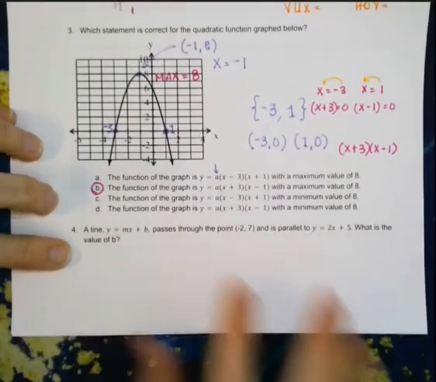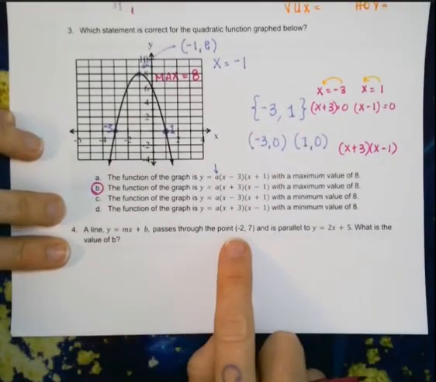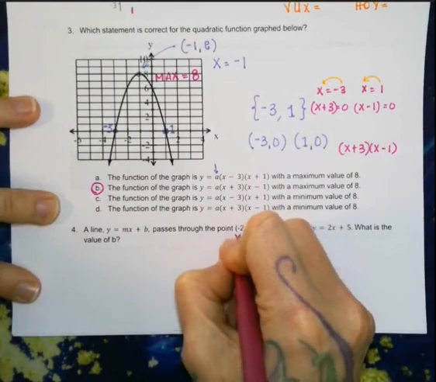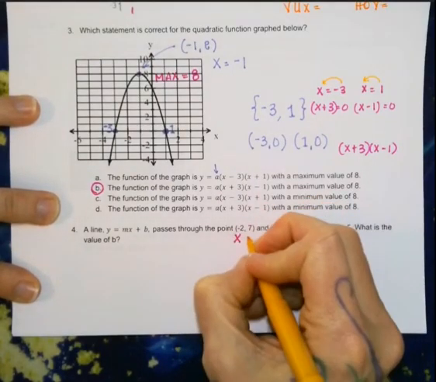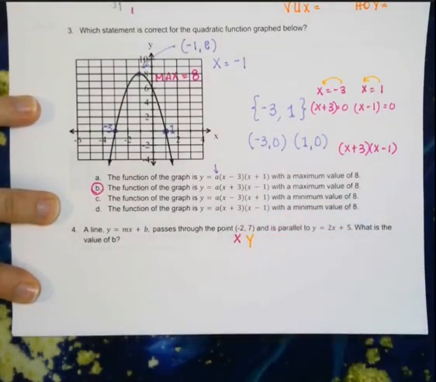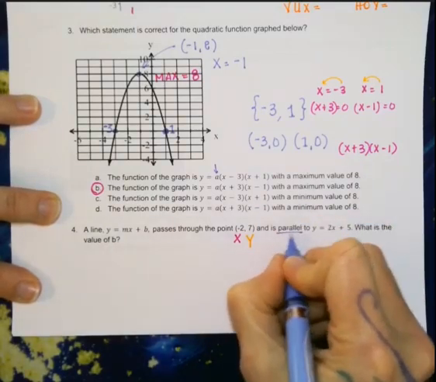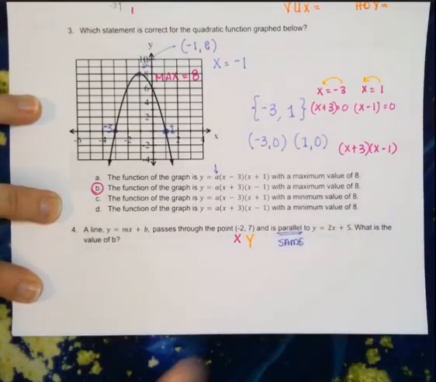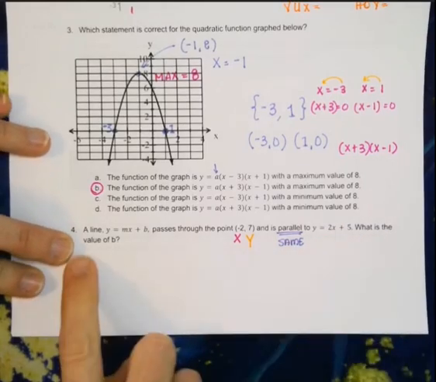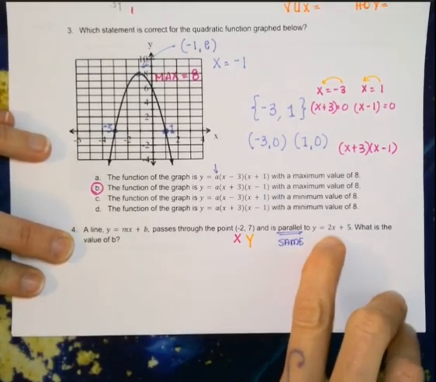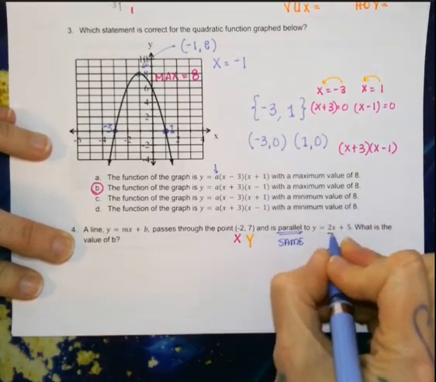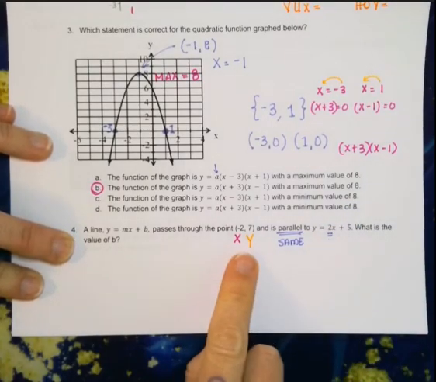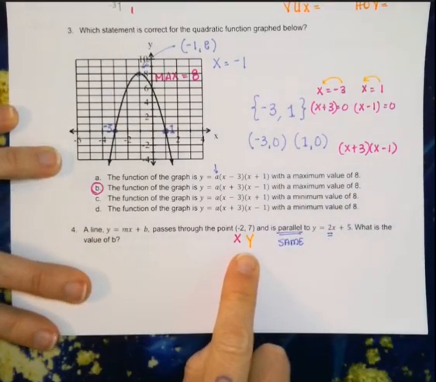Number 4, a line y equals mx plus b passes through the point (-2, 7). As soon as I see that, I'm going to think x and y, and it is parallel. Hopefully this is really stuck to the front of our brain at this point. We've done a bunch of them. Same slope with a line given. What is the new value of b? So same slope as the line given is going to be that 2. And then we're going to use our x and our y, and we're going to solve for b.